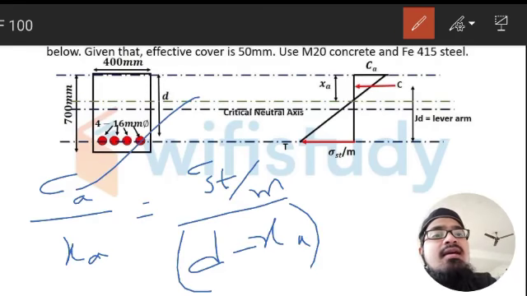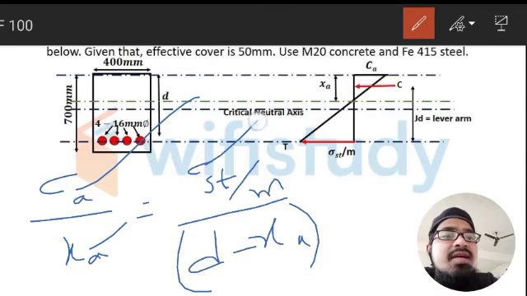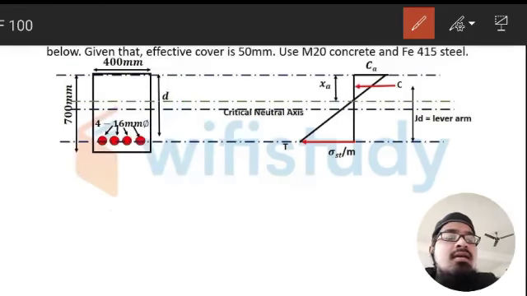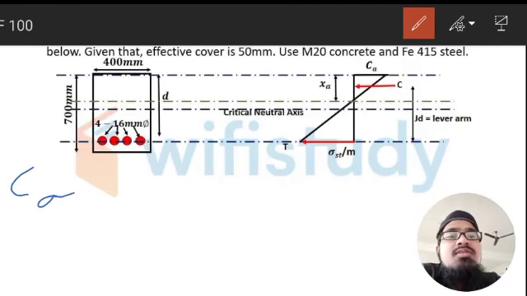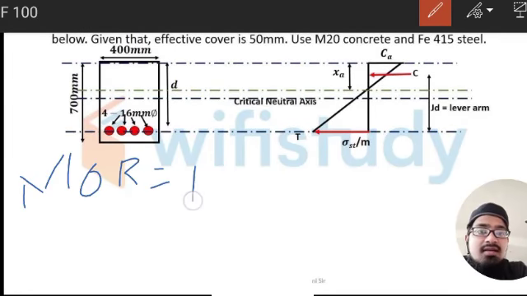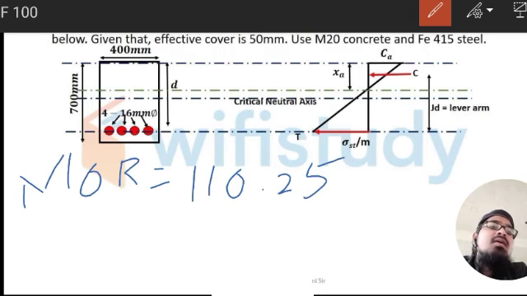We should find the Ca, and all the other terms are known by us previously only: XA 161.75, sigma ST 230, M 13.33, effective depth 650. So all these terms are known. We can find Ca using this equation. After finding Ca, we can substitute in moment of resistance. So you should calculate in your notes. Later you will get 110.25 into 10 power 6 Newton mm.